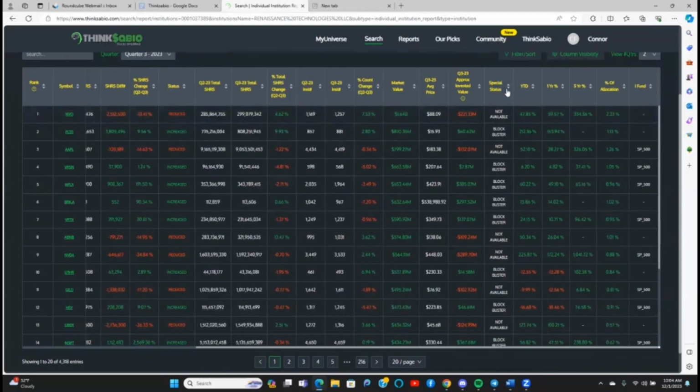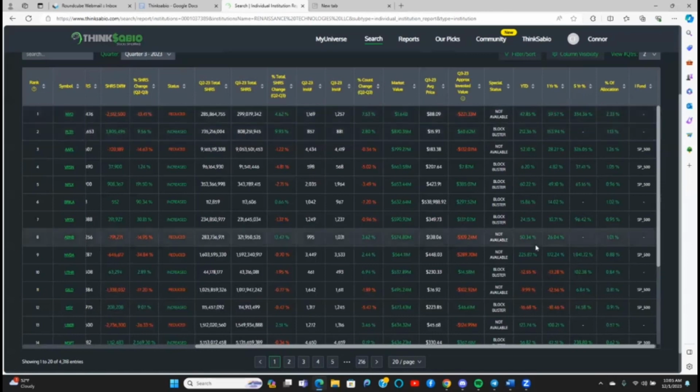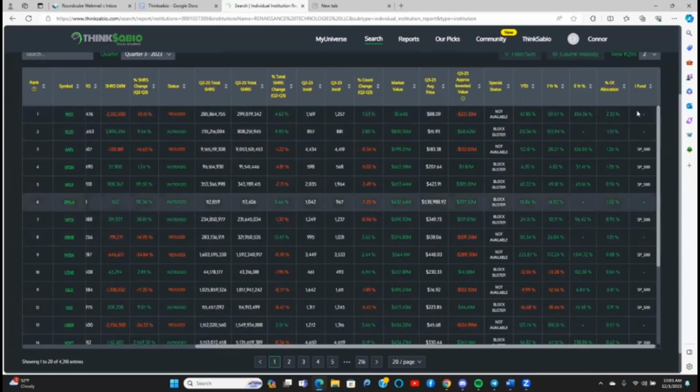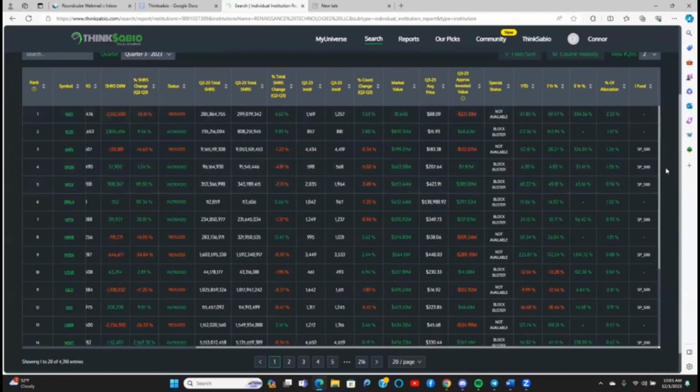Then from here you get year to date, the percent change, how the price has increased year to date, how the return has increased year to date, and then 1 year, 5 year, etc. And then percentage of allocation: the percentage of this institution's portfolio that stock makes up. So it gives you a sense of not just the market value, but how much this institution invests in this particular stock. And then this last column is whether this stock is in the S&P 500.